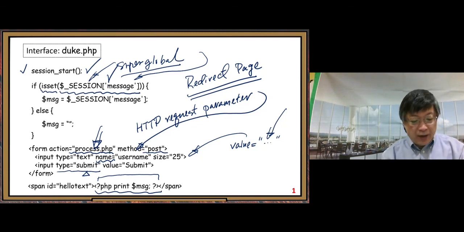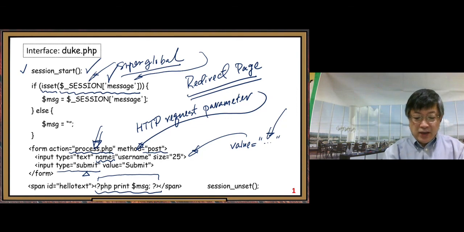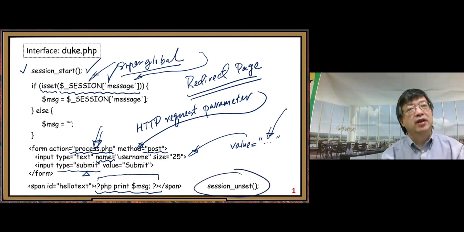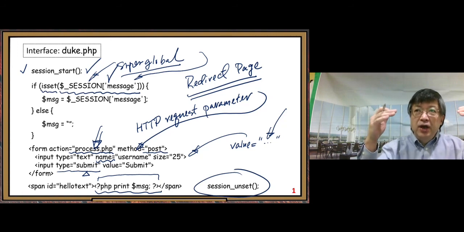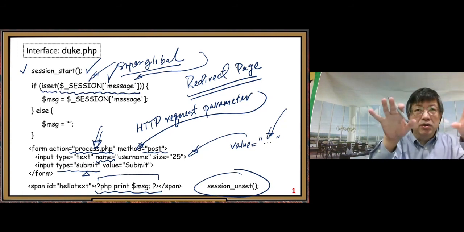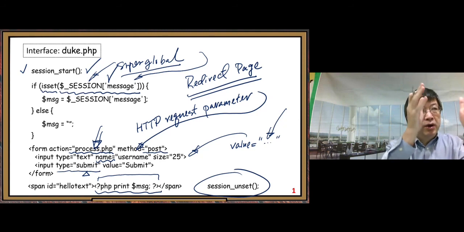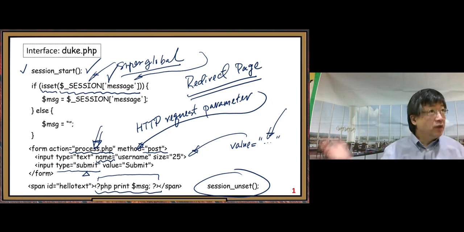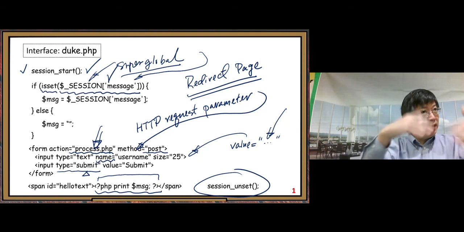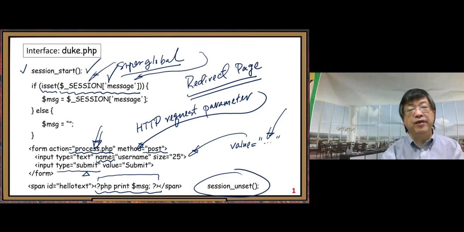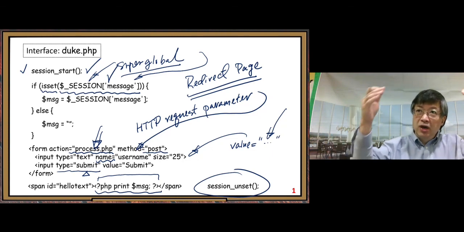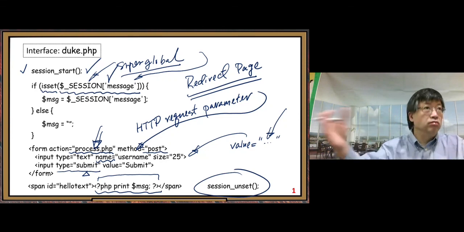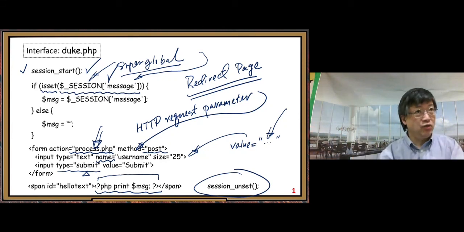we need to add one line: session unset. This function unsets all the session variables stored in the superglobal $_SESSION. Gone. So clear. All the old variables stored there are unset. Then when the user refreshes the whole page, nothing is there. So that's good. That's what we want to see. So look at this last step.